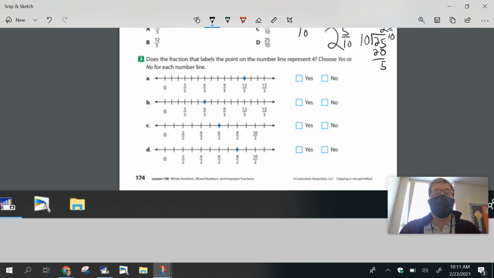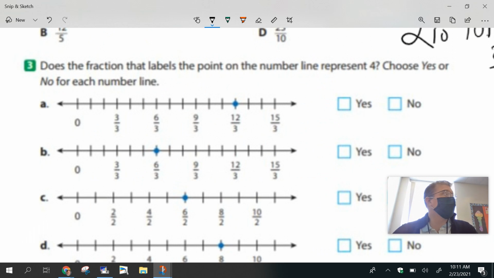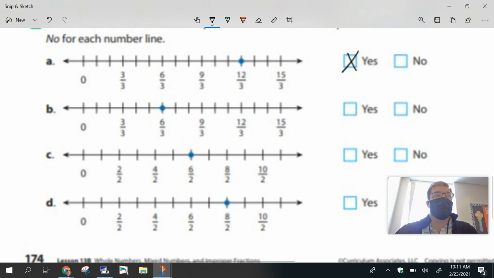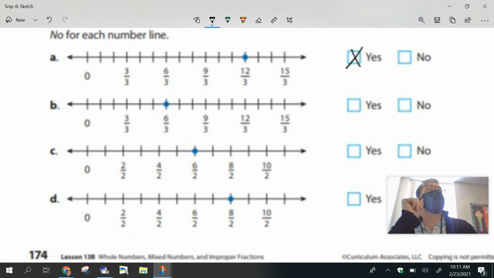Parker, A, does 12 thirds equal 4? Do you agree with Parker? Yes, it does. She said yes. We could also look at the board and see what I marked. Gavin, does 6 thirds equal 4? What does 6 thirds equal? 2. This one's a no. All right.